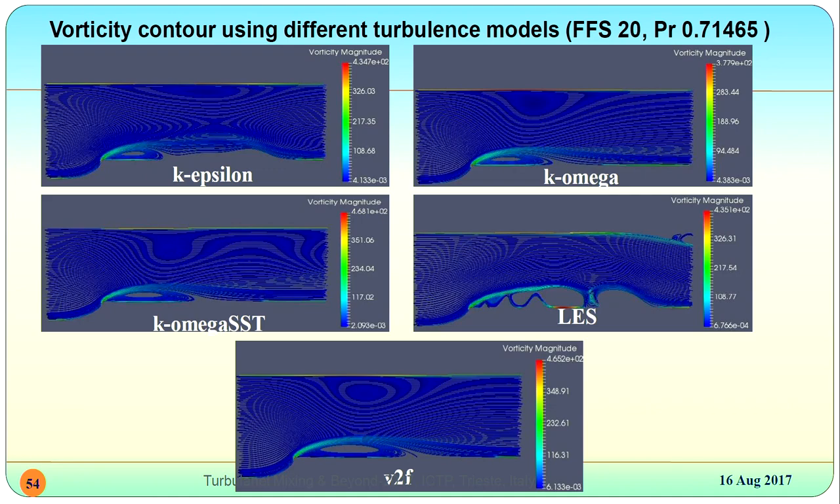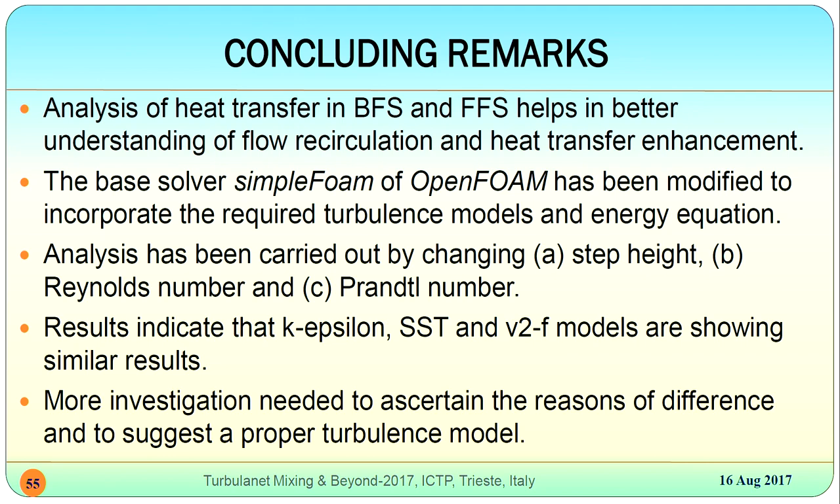So this is the basic summary of the results. We have modified the code, which is a 3D code in fact, and we have studied the effect of step height, Reynolds number and Prandtl number. This indicates that the k-epsilon and V2 models are almost showing similar results, but LES has to be incorporated in 3D and we need more investigation to ascertain the actual behavior. Actually we need to find the friction factor values and Nusselt number values to really quantify these results. That work is still going on, so it's taken quite some time.